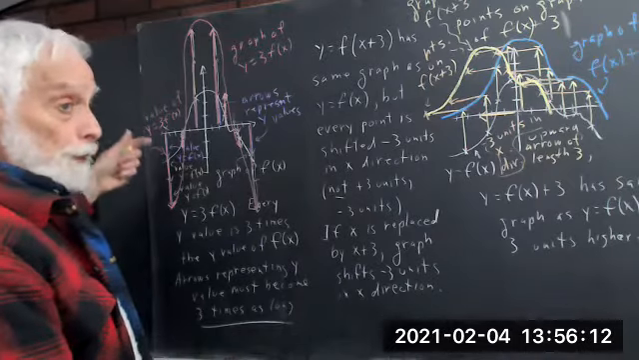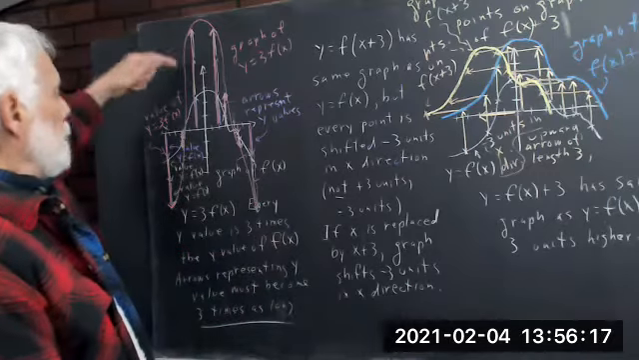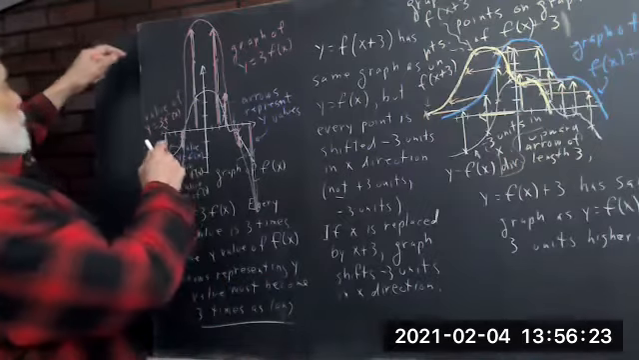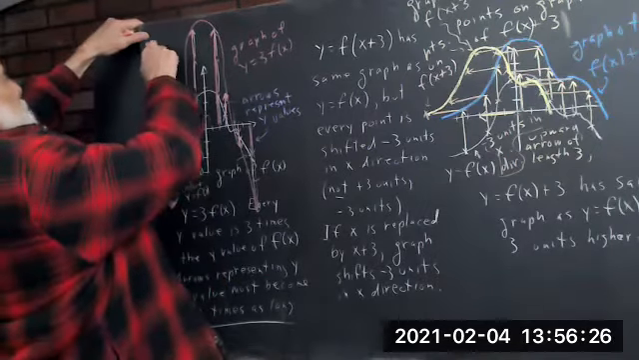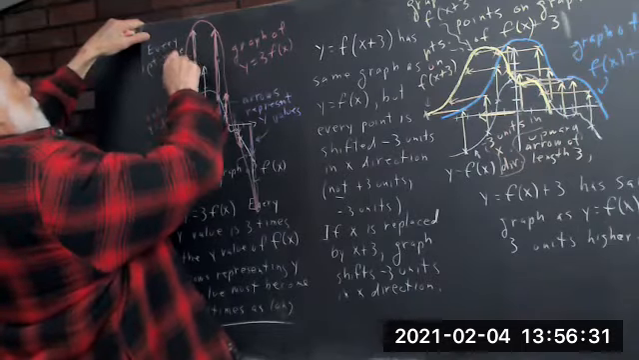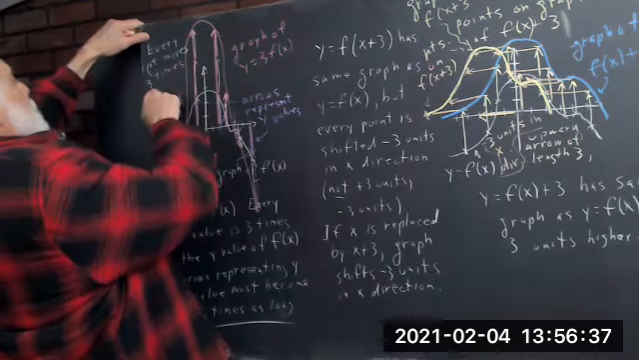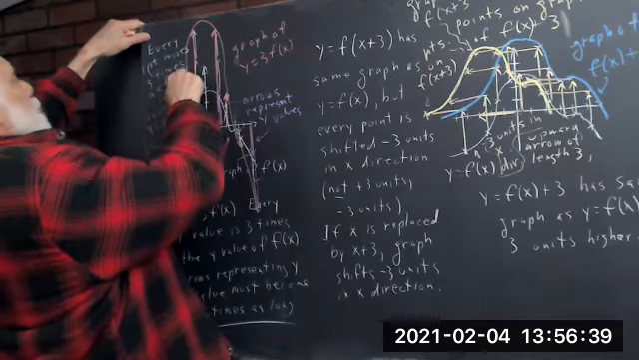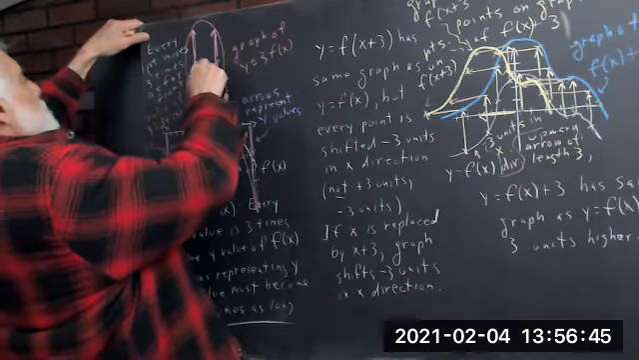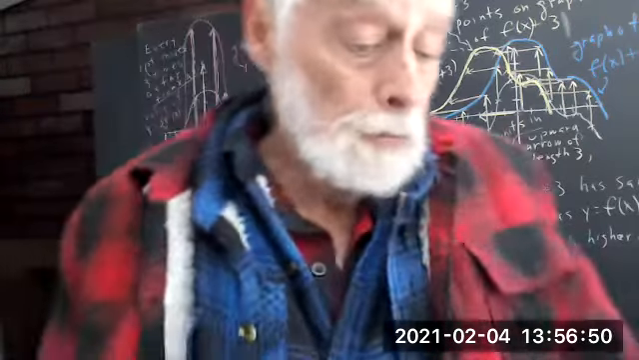Note that every point on this graph, if I've done it correctly, is 3 times as far from the x-axis as for f of x. So every point moves 3 times as far from the x-axis. Those are your 3 basic transformations.